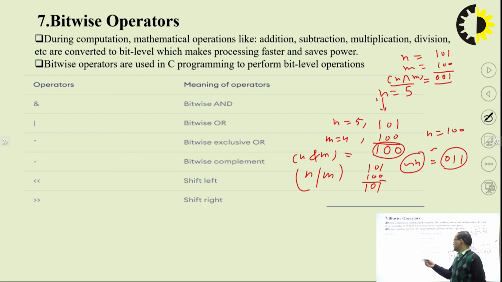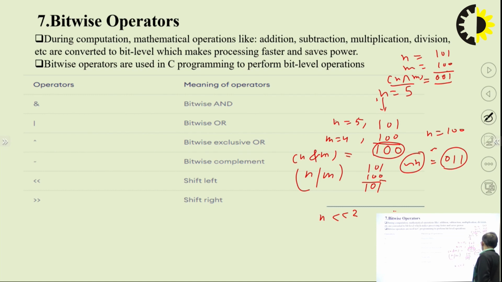Okay. And the shift left operator is used to shift the bits of a particular number by specified positions. Suppose here I am writing n left shift 2. It means it will shift the bits of n towards the left by 2 positions.